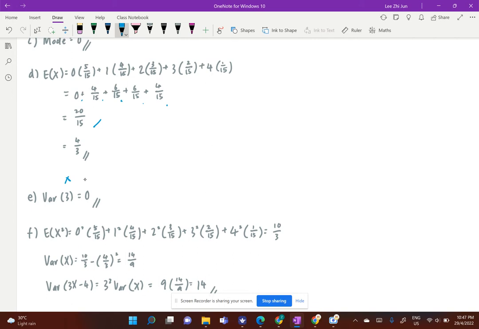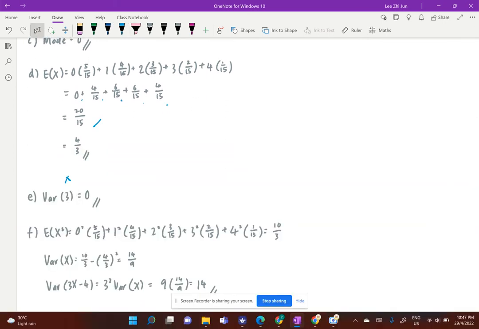Var(X) will be 10 per 3 minus the mean squared, 4 per 3 squared, so I'll get 14 per 9. So for 3x minus 4, we get 3 squared times Var(X). So I will get 9 times 14 per 9, so I'll get 14.